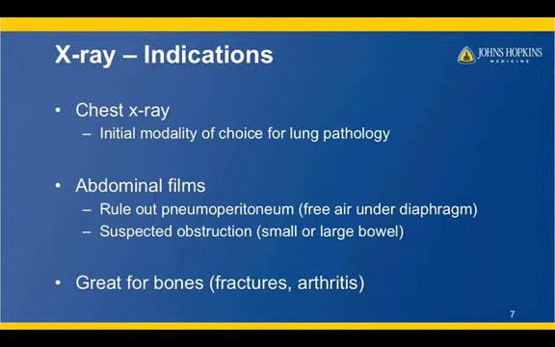Here are some important indications for an X-ray. The chest X-ray is the initial modality of choice for lung pathologies. The abdominal film or abdominal X-ray is often used to rule out pneumoperitoneum, which is the presence of free air under the diaphragm, or for suspected obstruction, such as small or large bowel obstruction. X-rays are also extremely useful for bones. For example, if you have a patient with a suspected fracture or a patient with arthritis.